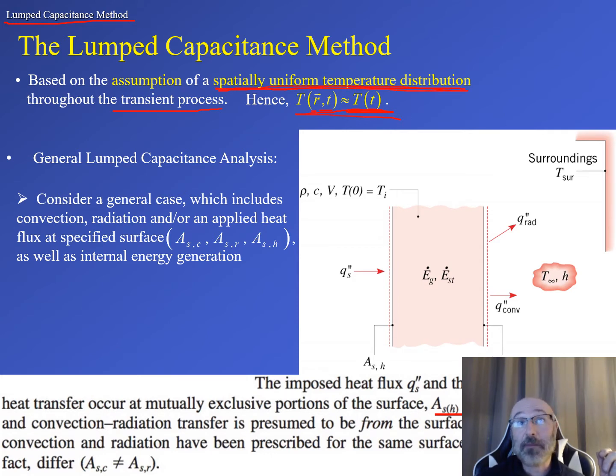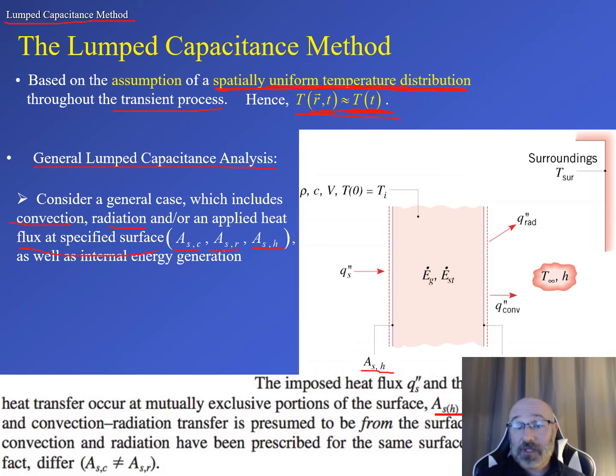So this is an approximation that we can make based upon the assumption of a spatially uniform temperature distribution. Now if we continue on with our general lumped capacitance analysis, we want to consider a general case. For this general case, what we're going to consider is that it's going to include convection, radiation, and/or an applied heat flux at a specified surface. So surfaces we're going to look at here are our A sub s comma c, our A sub s comma r, which is also on the same surface, and our A sub s comma h.